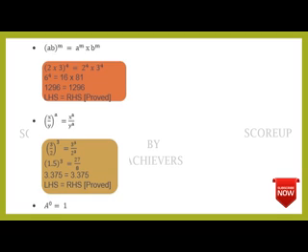If the bases are different, a b power m, you can write a power m into b power m. The powers are the same, the bases are different. So see this: 2 into 3 power 4 is 2 power 4 into 3 power 4, 16 into 81, which is 1296.